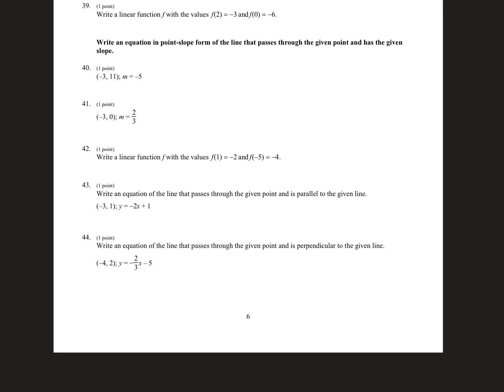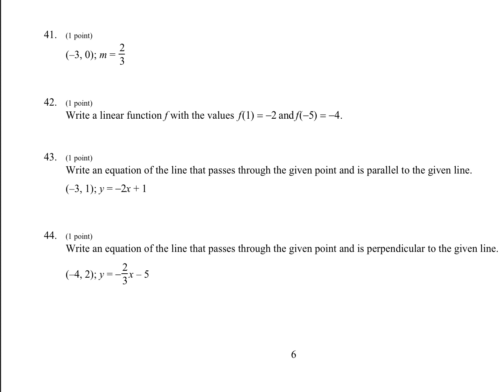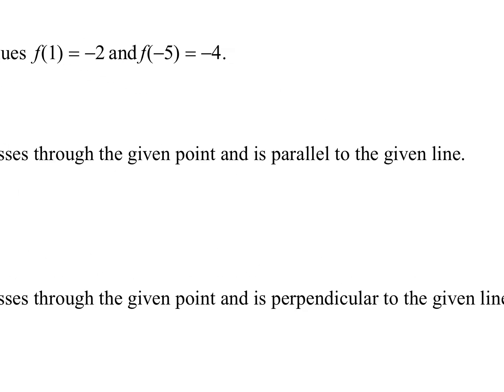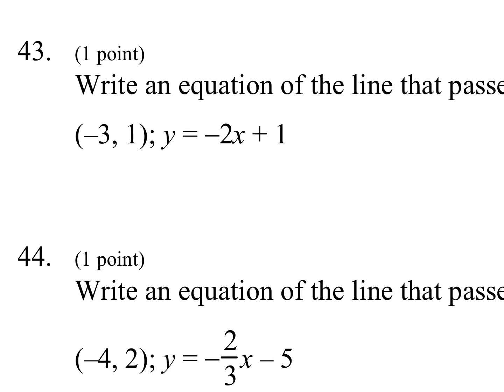All right, 43 and 44. So 43 says write an equation of a line that passes through the given point and is parallel to the given line. What do we know about two lines that are parallel? Same slope. So what's the slope of my line here? Negative 2. So if my slope is the same, it would also be negative 2.